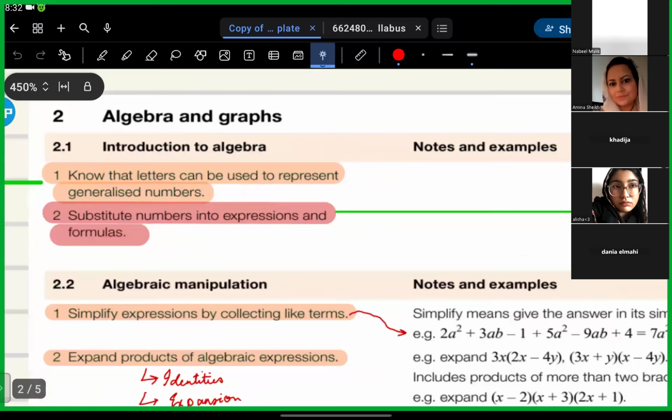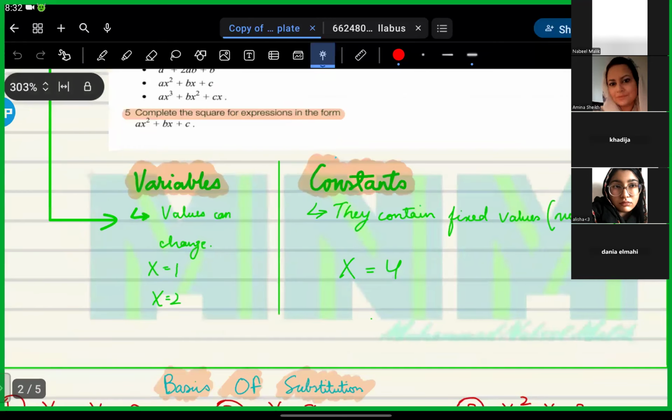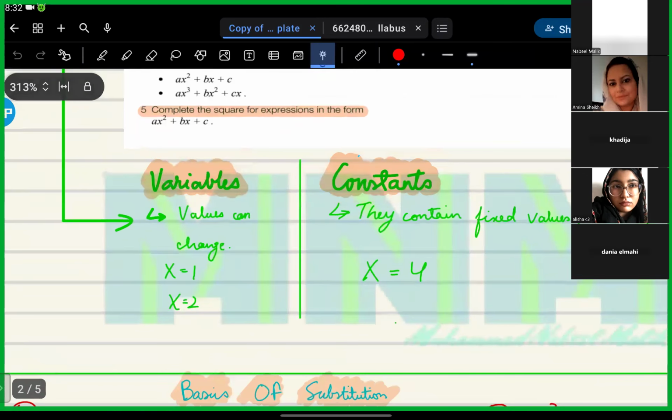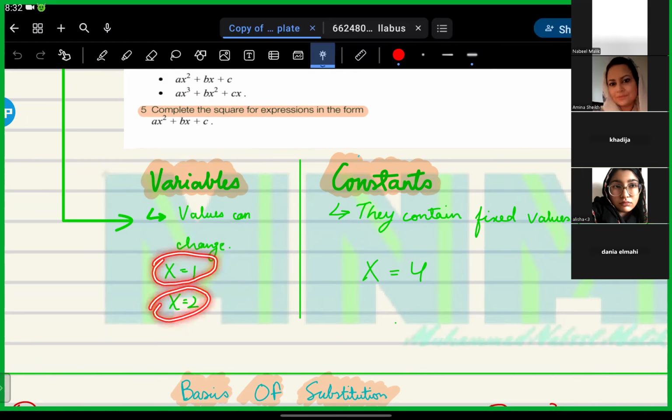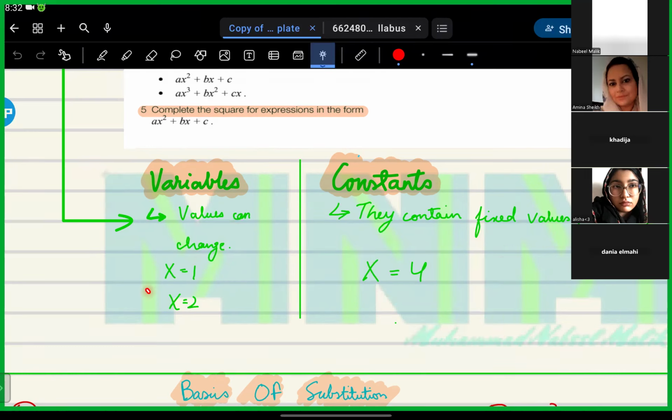Now, in chapter two, algebra and graphs, you should know the letters that are used to represent generalized numbers. Now, what are these generalized numbers? These are variables and constants. Variables are those values that can change. For example, x first had one, now it has two. So it can constantly change. But constants contain a fixed value. For example, x is equal to 4, or y is equal to 3. These are not going to change at all, but over here they are going to change.